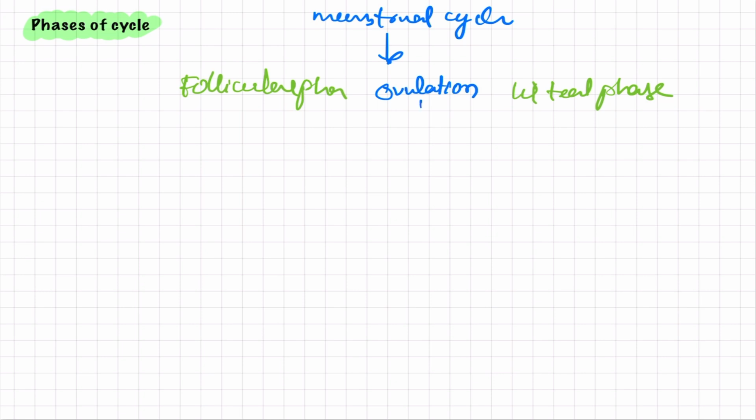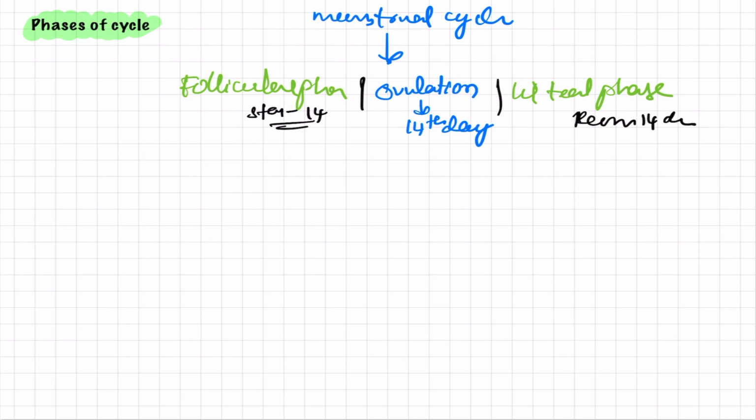Ovulation only occurs on one day. It is not a phase but just a process. It occurs only on the 14th day, to be specific. The follicular and the luteal phases are longer phases, because from the start up to the 14th day it is the follicular phase, and the rest of the 28 days, the remaining 14 days, all come under the luteal phase.